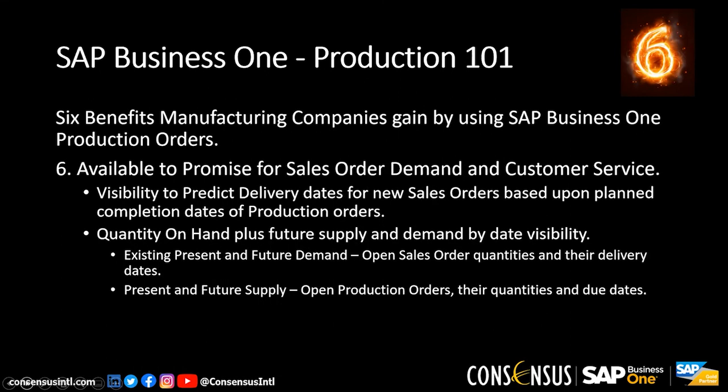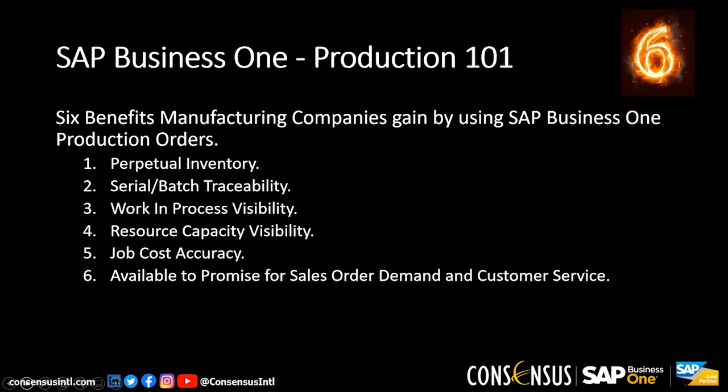And finally, available to promise. If you're out on the sales order side and you're looking in customer service, trying to satisfy a delivery date, using the available to promise functionality with production orders, you'll be able to see all of the quantity on hand, plus future supply and demand, date by date. The existing and future demands that are out there, open sales orders, quantities, and their delivery dates, as well as the present and future supply, which would be on hand inventory and open production orders and their quantities and due dates, will all be visible to give you a much better chance to predict delivery dates for future orders.